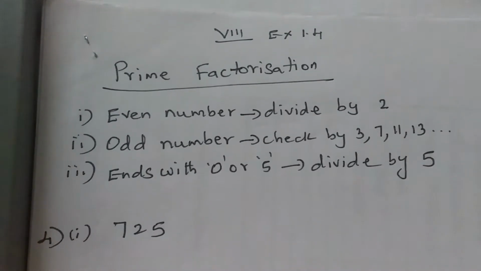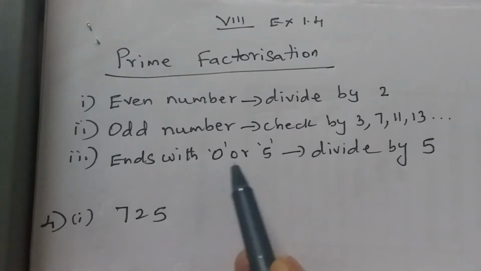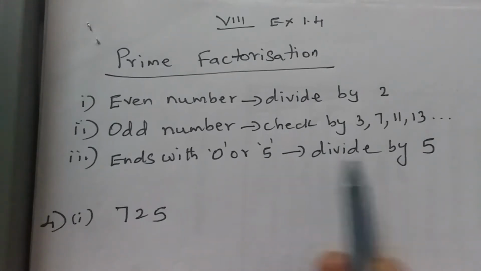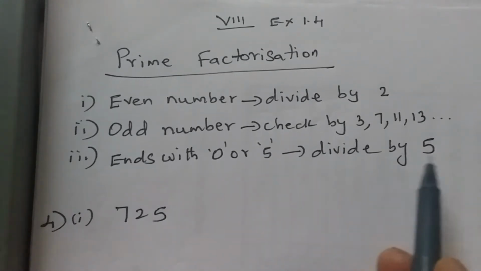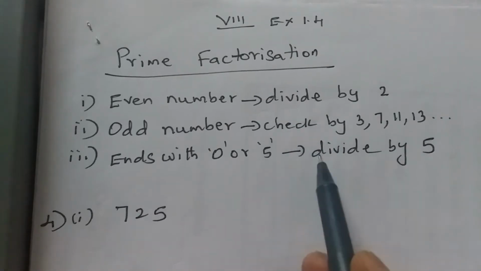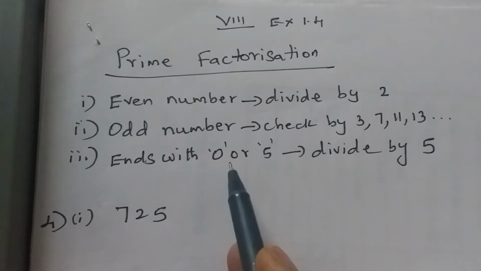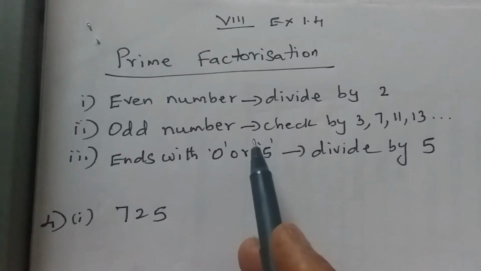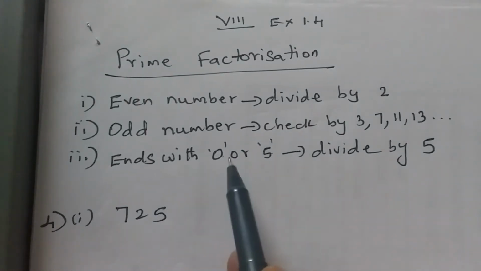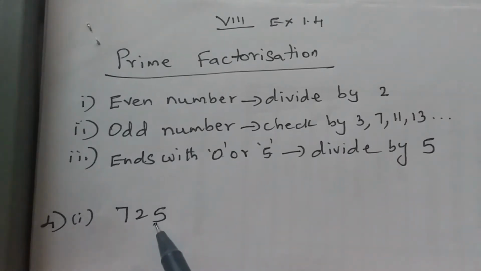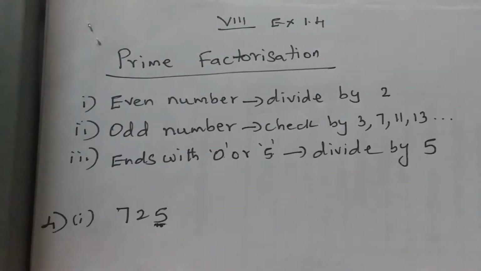Okay. Now, if you get a number ending with 0 or 5, then it is very easy. You divide by 5. We know all the numbers ending with 0 and 5 are divisible by 5. These are the divisibility rules we are applying, which you have studied before. Just tell me the 5 table: 5, 10, 15, 20, 25, 30. The multiples of 5 end with 0 or 5. That is why when the ones digit is 0 or 5, like in 725, we divide by 5.